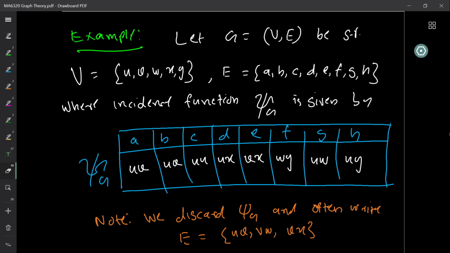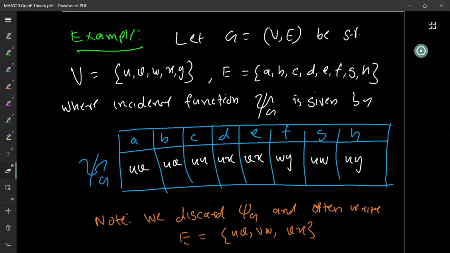Now, another point I should mention is that most of the time, or often, we discard the usage of the incidence function ψ_G, and just write the edges as the pairs themselves. So we'll just say that E is equal to {UV, VW, VX}, where what we actually mean is that there is some edge which is mapped to UV, another edge which is mapped to VW, and another edge that is mapped to VX by the incidence function.